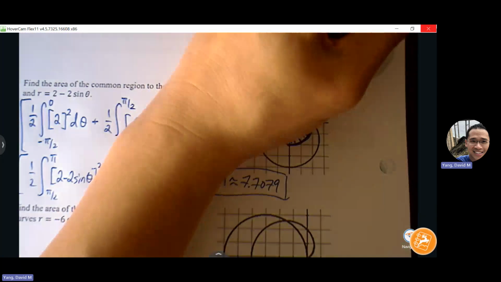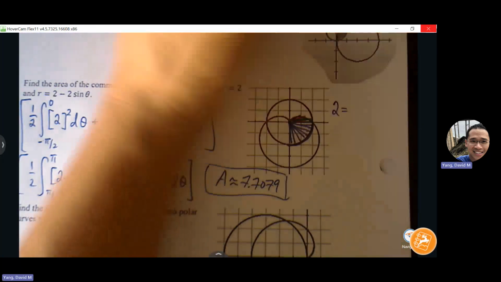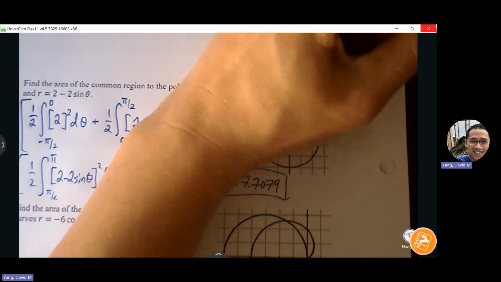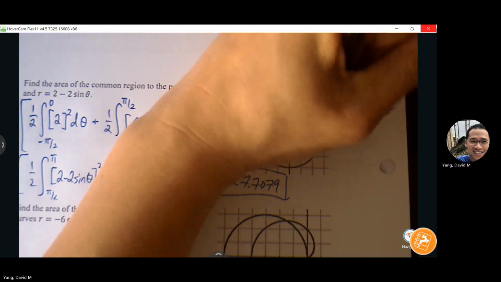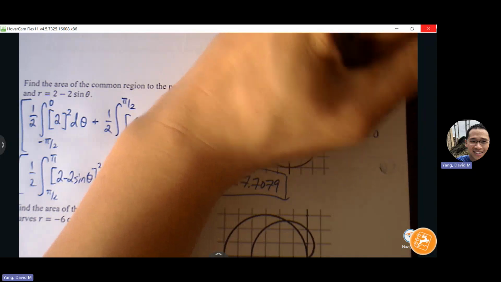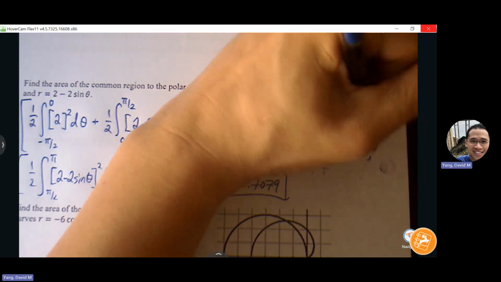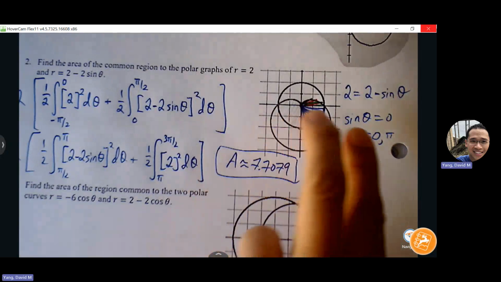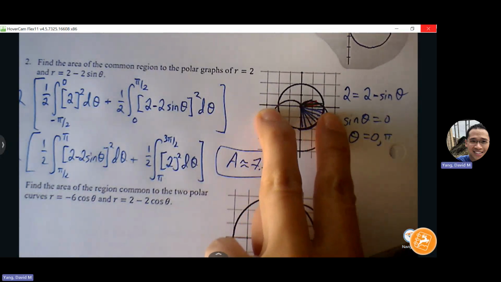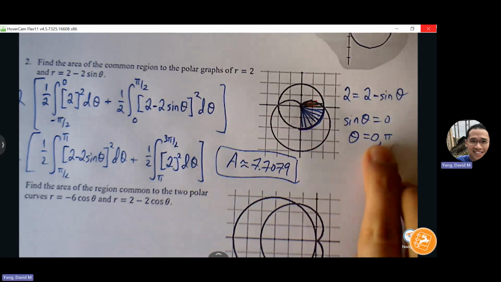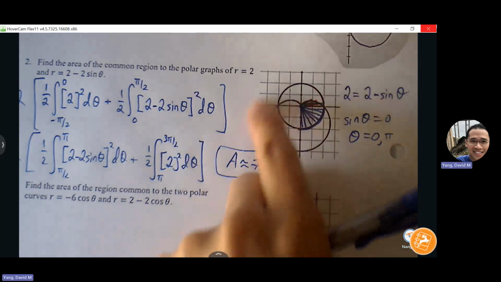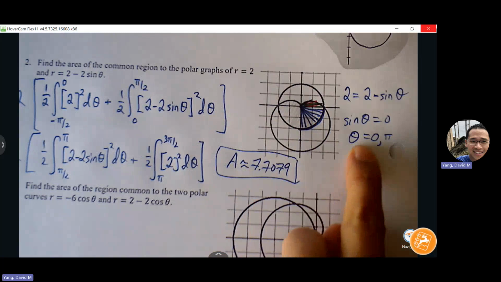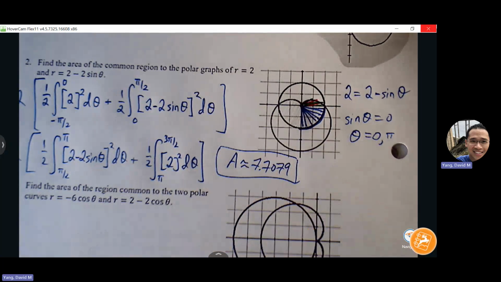So if I do 2 is equal to 2 minus sine theta, I get sine theta is equal to 0. So theta is equal to 0 and pi. That makes sense because 0 and pi is the intersection between the circle and the cardioid. What about 2 pi? Yeah, 2 pi. That's one cycle over, but 2 pi is the same thing as 0, right? It's just a coterminal angle.